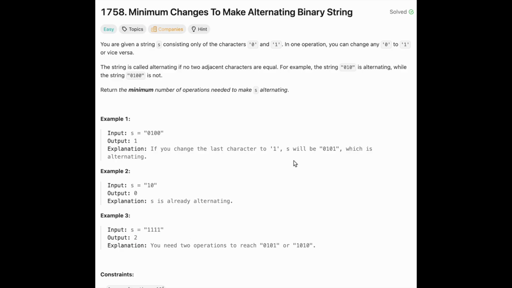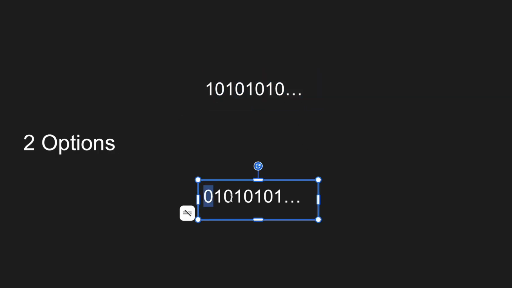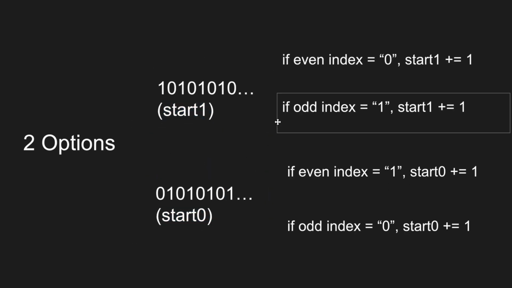So now that we have seen some examples, let's get to how we can solve this problem. So in this problem, we realized that to make it an alternating string, there are only two options. We can make it start with a 1 and follow this pattern, or we can make it start with 0 and follow along with this pattern.